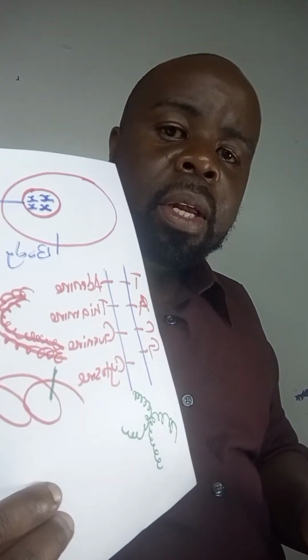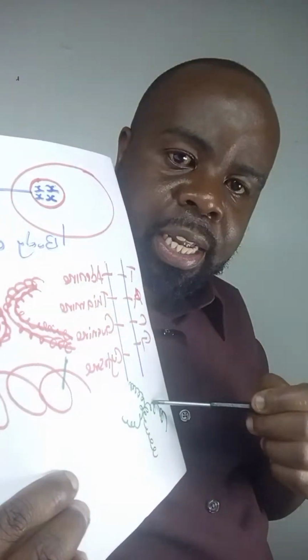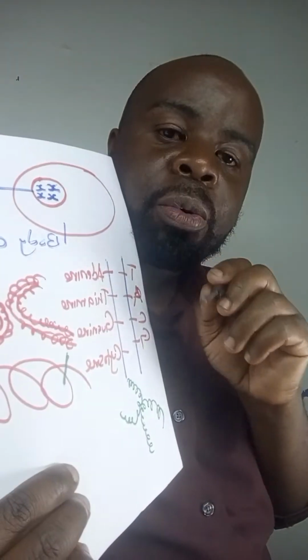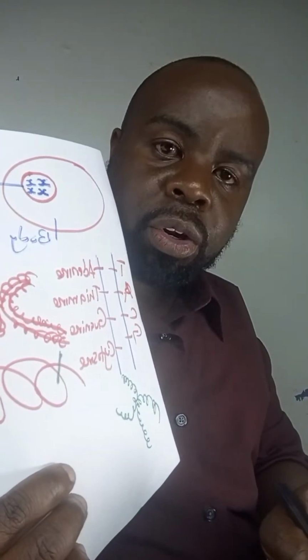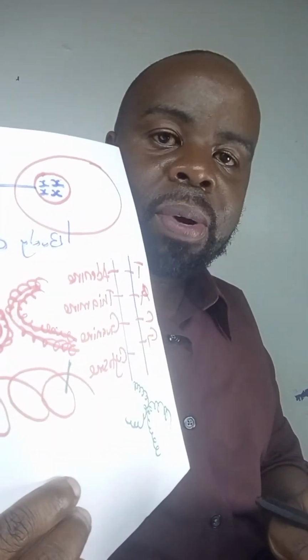You see, there are two lines. These two lines are sugars, and these two sugars are blended with some proteins, nucleotides. They are called proteins.